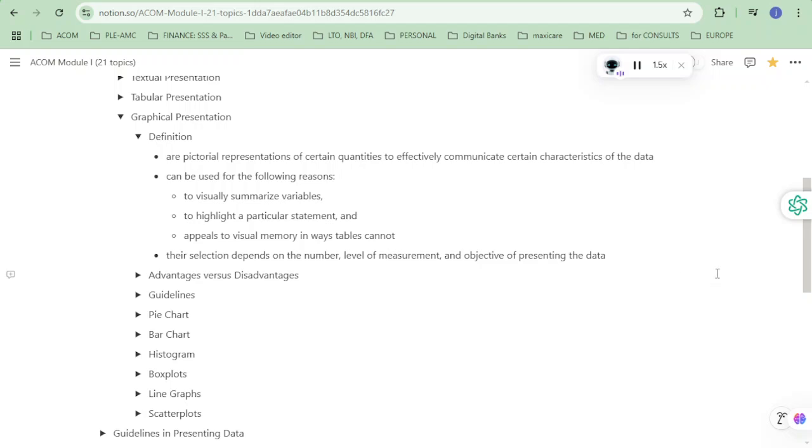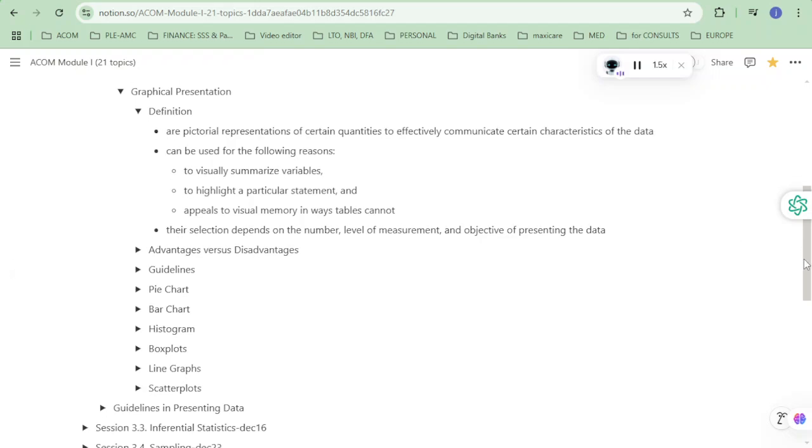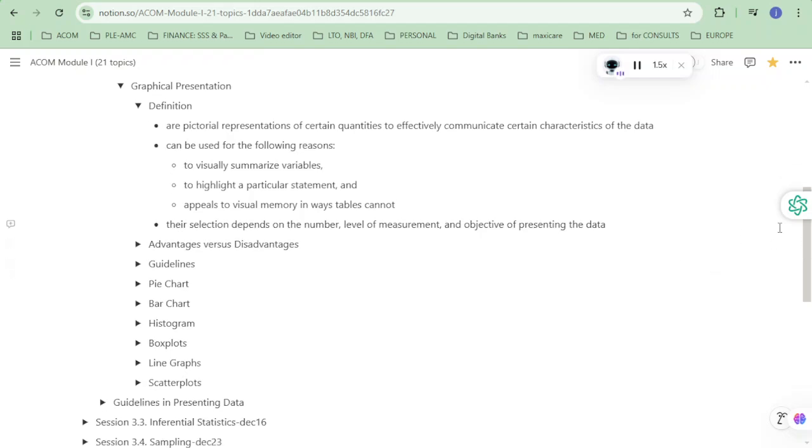Graphs are pictorial representations of certain quantities to effectively communicate certain characteristics of the data. They can be used for the following reasons: to visually summarize variables, to highlight a particular statement, and to appeal to visual memory in ways tables cannot. Their selection depends on the number, level of measurement, and objective of presenting the data.